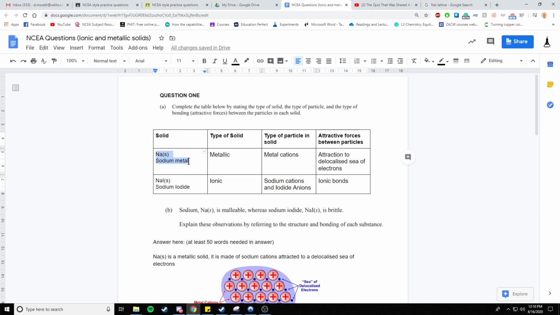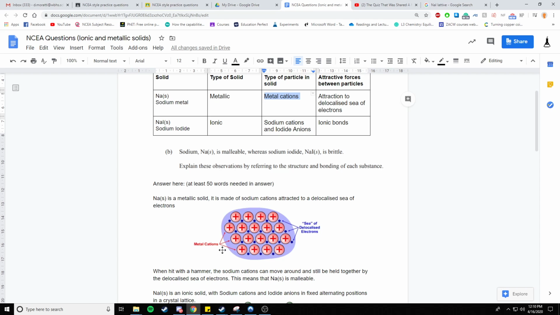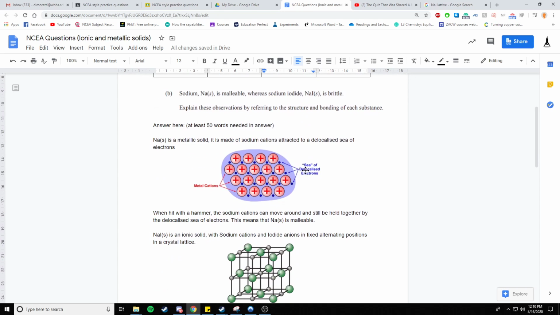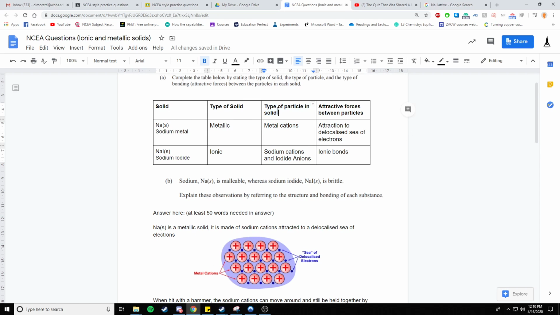So we have sodium metal. Sodium metal is a metallic solid. The type of particle in the solid is metal cations. So you see down here, we have metal cations in a sea of delocalized electrons. So metal cations is the type of particle in the solid. What's holding these particles together, so the attractive forces between the particles, is the attraction to a delocalized sea of electrons. Okay? Attraction to a delocalized sea of electrons. These electrons aren't attached to any particular cation. They're floating around, and we call it a sea of electrons. Okay?